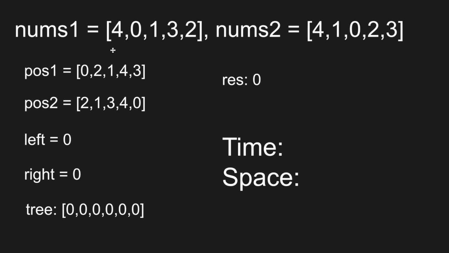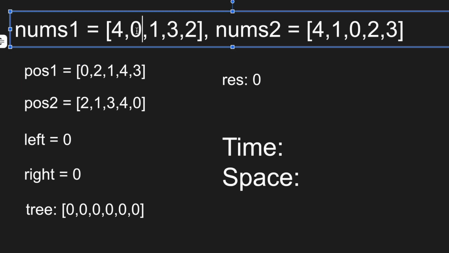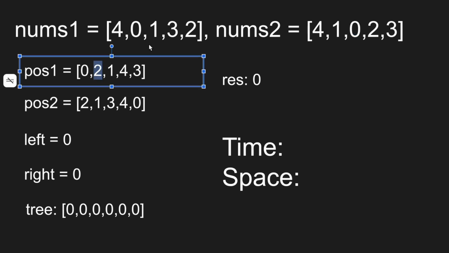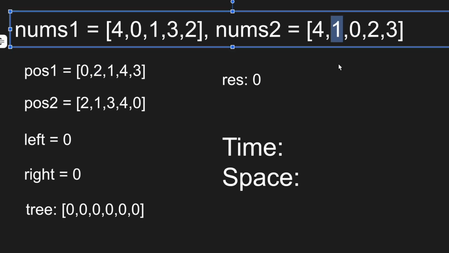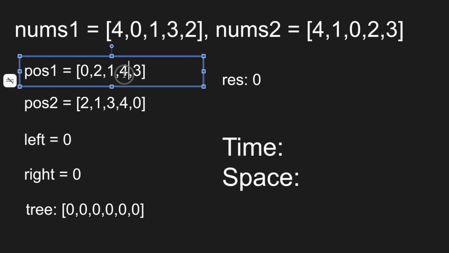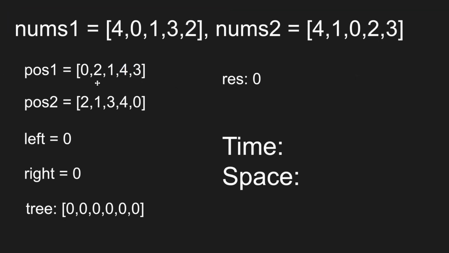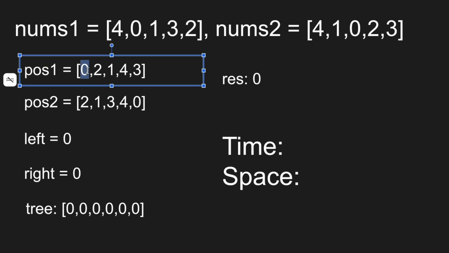And in position 1, it will tell us that 4 is at index 0 in nums2, 0 is at index 2 in nums2, 1 is at index 1 in nums2, 3 is at index 4 in nums2, 2 is at index 3 in nums2. After making these two arrays, we will iterate through the position 1 array, and then at each iteration, the index that we are on, we will treat it as the middle value in the triplet, and basically we will look for the number of valid values on the left that could make a triplet, and the number of values on the right that could make a triplet.